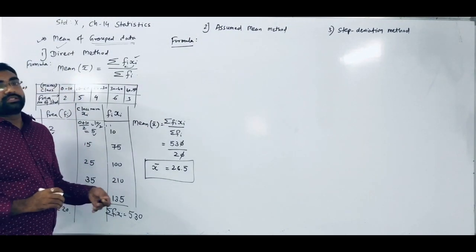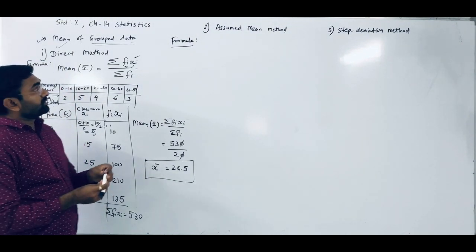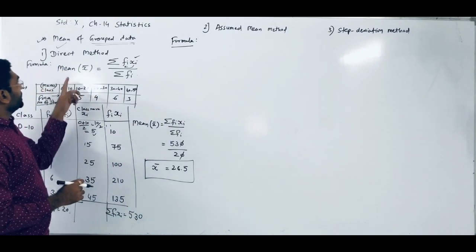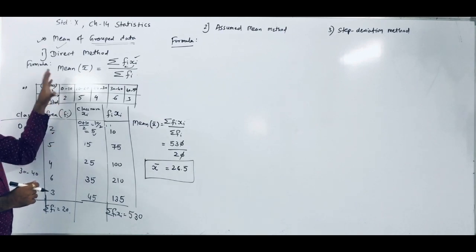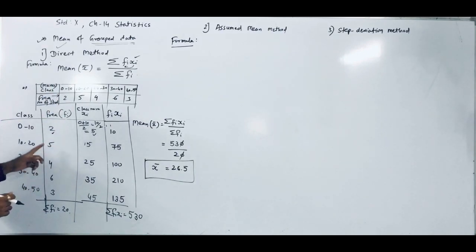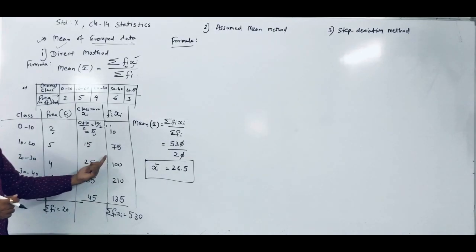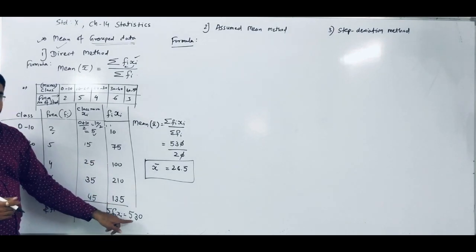So now we discuss the assumed mean method and its formula. In the direct method, the multiplication is larger. Even if a smaller class and smaller frequency are given, after we get the multiplication of fi xi, we get a larger value. Then after that we have to add them, right?